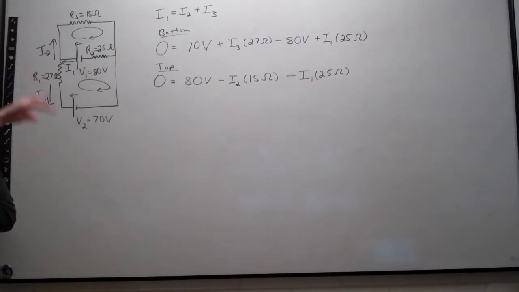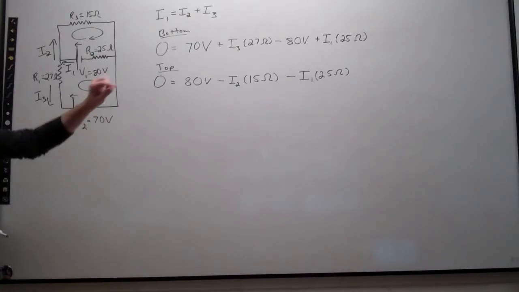This is the physics part of it. Now it's math. Do you guys see what we're going to do? Yes. How many unknowns do we have? 3. We have I1, I2, and I3. How many equations do we have? 3. So we have 3 equations and 3 unknowns. If you want to set up a matrix or something like that, you can do that with this. You don't have to.